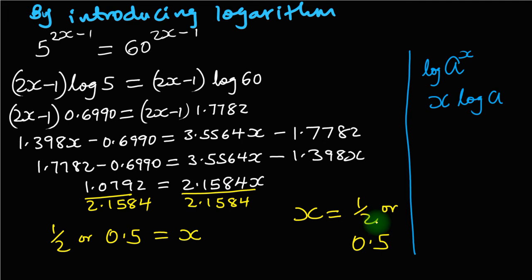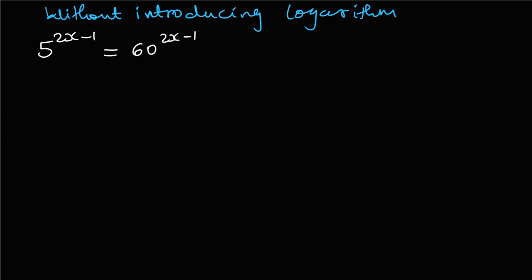Now, the other method is without introducing logarithm. Then we should have the knowledge of applying the laws of indices. So here is the equation. The first one, we can retain it: 5 raised to 2x minus 1 will be equal to 60 raised to 2x minus 1. What are some of the factors of 60? We have 5. Already 5 is here. So this is the same as 5 times 12, all raised to 2x minus 1.